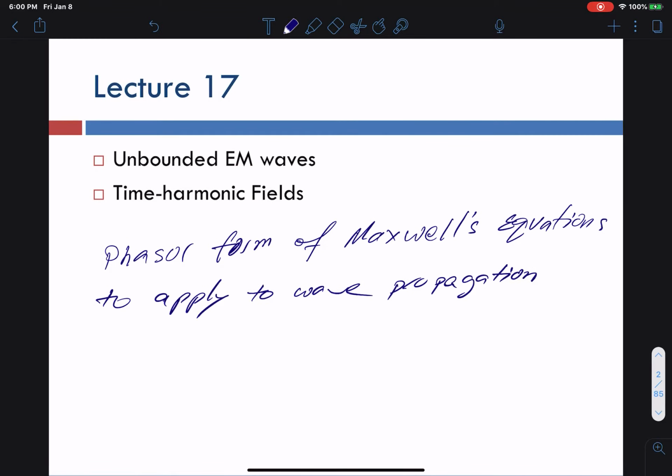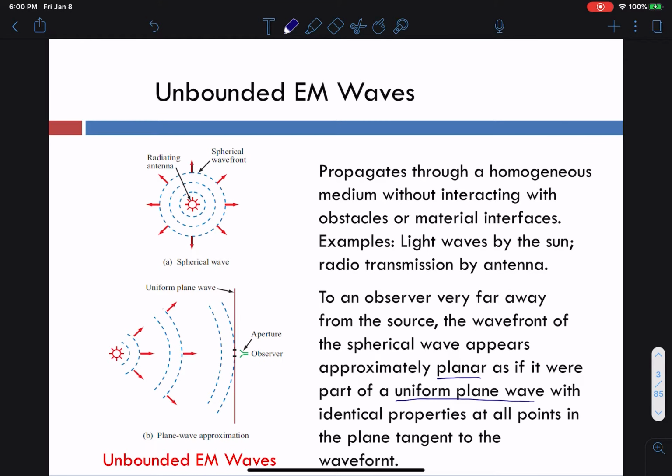Let's start here. In lecture 17, we're going to talk about EM waves, electromagnetic waves, which are unbounded. And also we're going to talk about time harmonic fields. One of the things is that we're going to convert our Maxwell equations from the time domain to the phasor domain to apply them to wave propagation. That's the big thing for this lecture. So we're going to convert Maxwell's equations from time domain to phasor domain so that you can apply them to wave propagation.